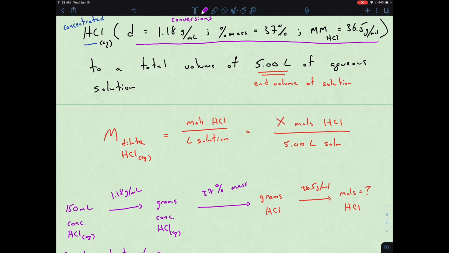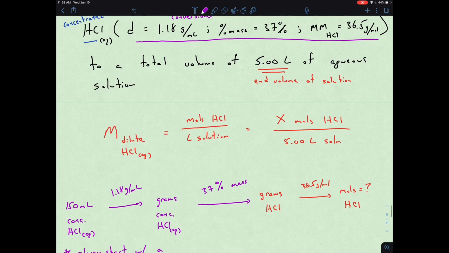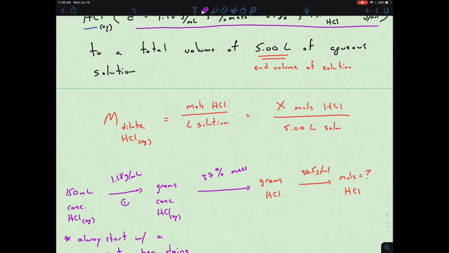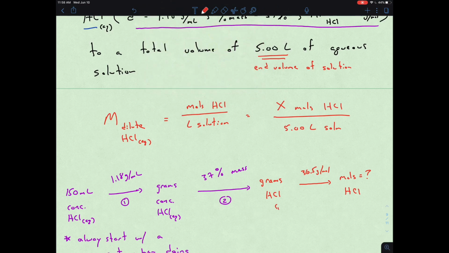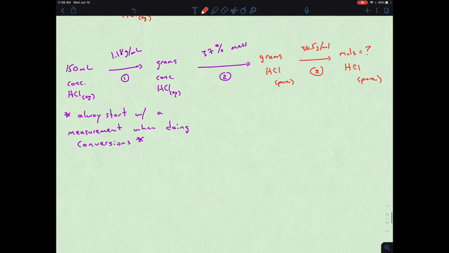So I use my volume measurement, my first step here, to get that into grams of concentrated HCl. My second step is to get into grams of what we would say is pure HCl. And then the third step is getting into moles of the HCl. So there's our game plan, and then that allows us to figure out X moles, and then we can solve for our molarity.